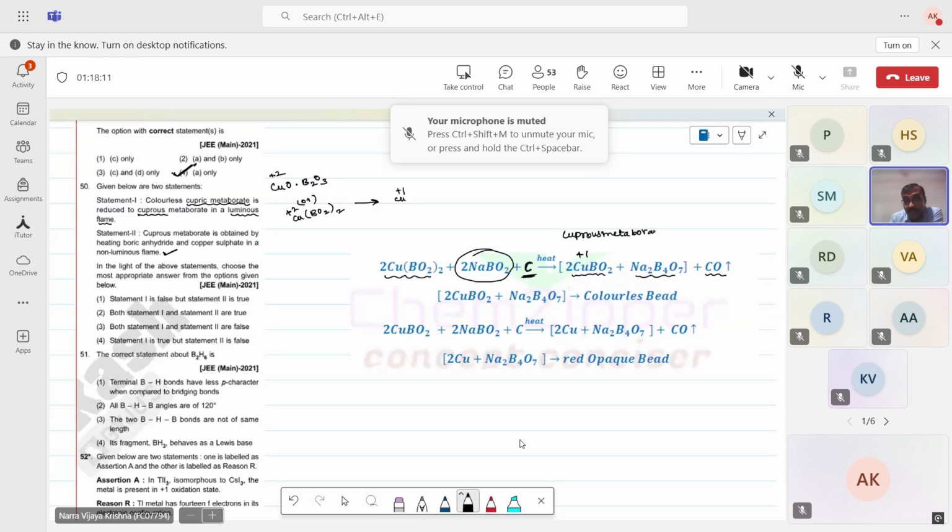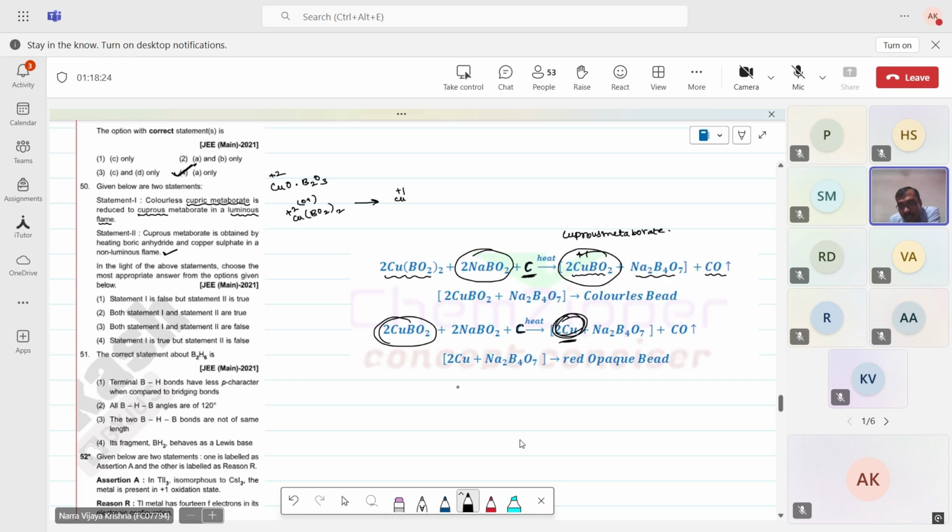Now this cuprous metaborate again undergoes reduction. Then what do you get? Copper metal. That copper metal is responsible for that reddish color, or maybe brownish color. Sir, they are saying cold. Why are they saying cold?